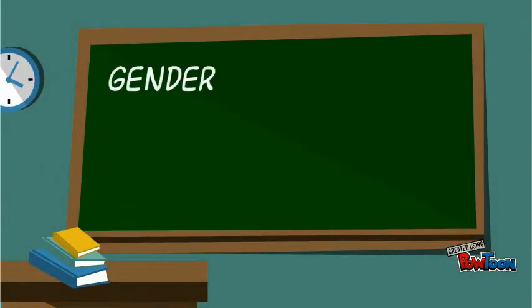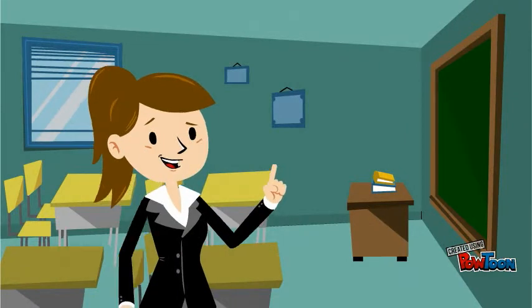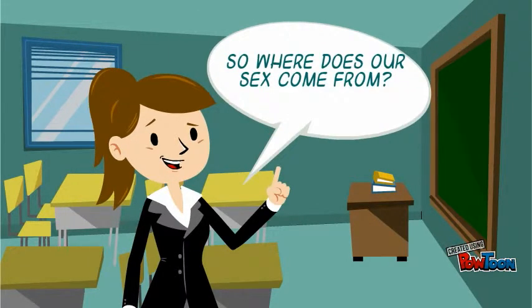So then the term gender refers not to what your body is made of. It refers instead to your personal sense of whether you are male or female. So for most people, your gender and your sex are going to be in agreement with each other, but that's not always the case. So you might be wondering, where does our sex come from?